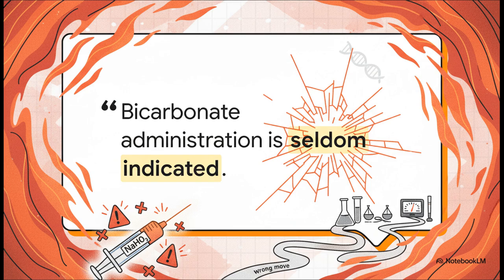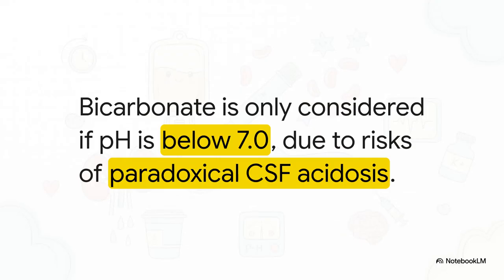Now for A, for acidosis. It might seem intuitive to just give bicarbonate to correct the low pH, but as this slide clearly states, that's almost always the wrong move. It's a dangerous shortcut that can cause way more harm than good. And this slide explains why.